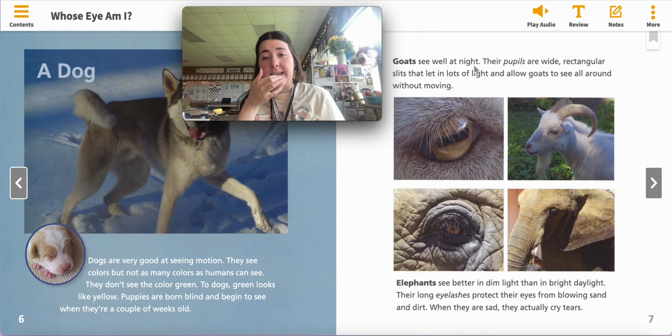Goats see well at night. Their pupils are wide, rectangular slits that let in lots of light and allow goats to see all around them without moving.